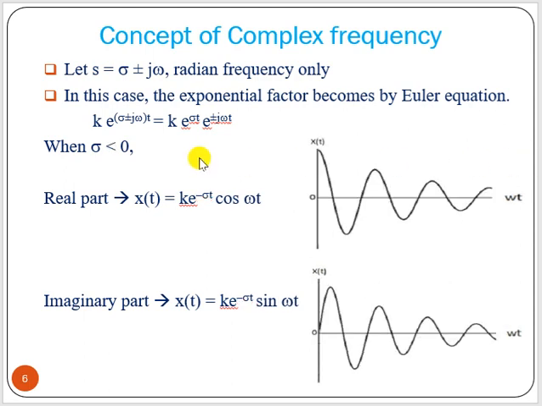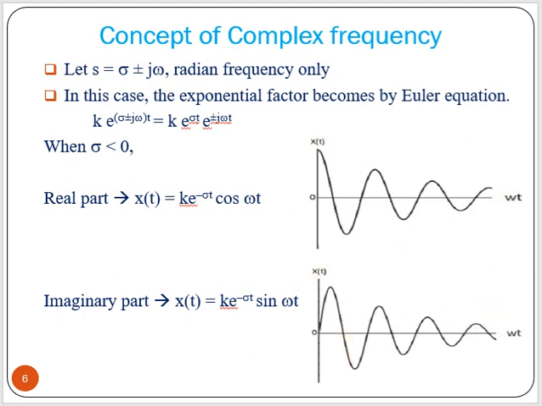Now similarly, if we take e to the power minus sigma t cosine term and e to the power minus sigma t sine term, then we can see that for the cosine term it starts from 1 and it is oscillatory, but the amplitude is decreasing by the amount of alpha value, minus alpha. The amplitude is decreasing. Similarly for sine also, amplitude is decreasing.